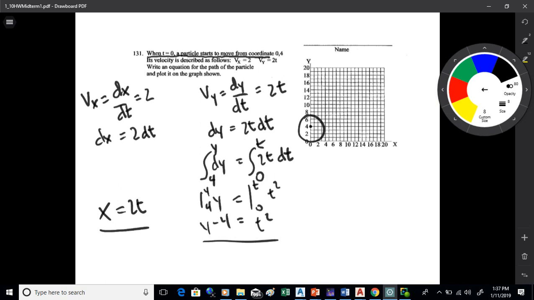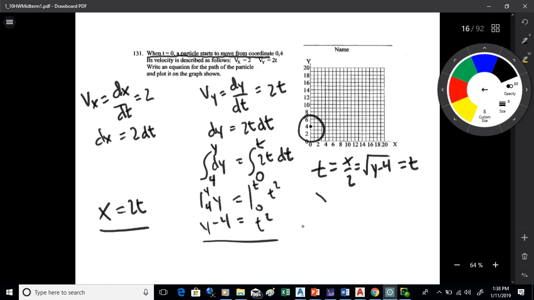To accomplish that, I'm going to solve each of these for t. So t there is x over 2. And what's t over here? It's the square root of y minus 4. There we go. So now I've got what both of those equal in regards to t. And of course t equals t. So now I'm able to equate x to y. I've got x over 2 is the square root of y minus 4.